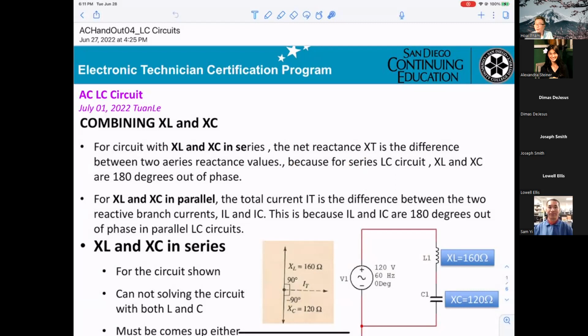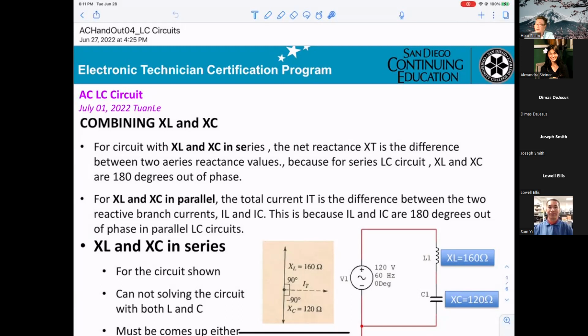XL goes up, XC goes down. That will be 180 degrees out of phase. For XL and XC in parallel, the total current IT is the difference between the two reactive branch currents, IL and IC. This is because IL and IC are also 180 degrees out of phase.